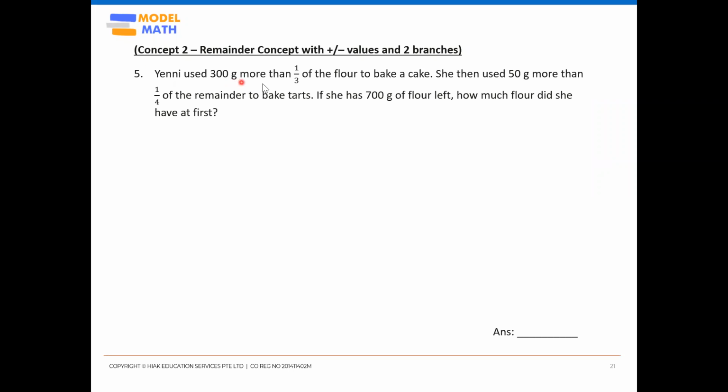Yenni used 300 grams more than 1/3 of the flour to bake a cake. She then used 50 grams more than 1/4 of the remainder to bake tarts. If she has 700 grams of flour left, how much flour did she have at first?